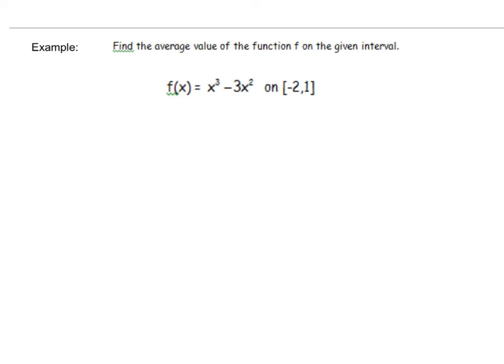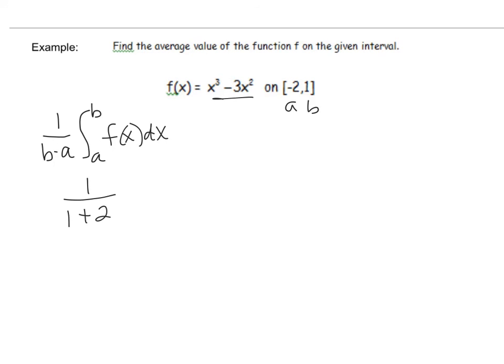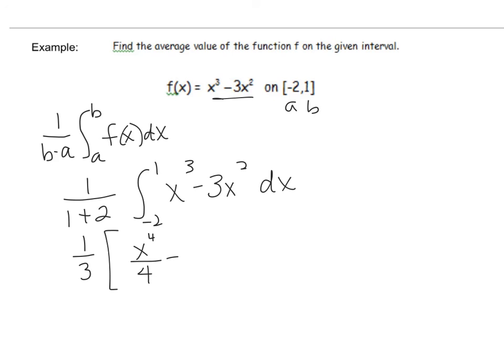Okay, so find the average value of the function f on the given interval, right? So we have 1 over b minus a of the definite integral from a to b of f of x dx. Okay, so to find that, this is a, this is b, this is your function. And so we have 1 over 1 plus 2 times the integral from negative 2 to 1 of x to the third minus 3x squared dx. So this is just 1/3 times x to the fourth over 4 minus 3x to the third over 3 from negative 2 to 1.